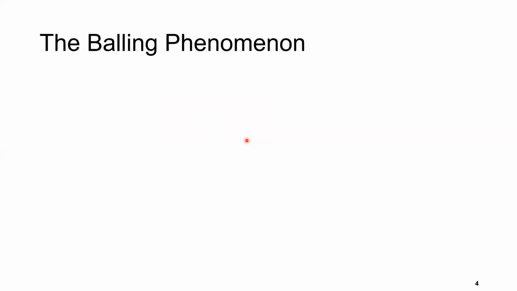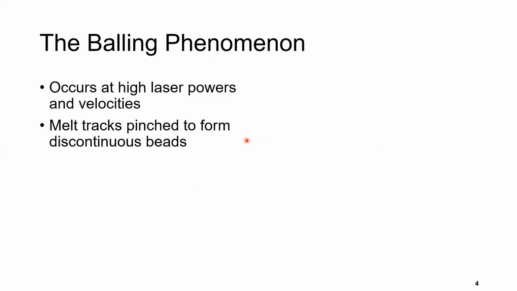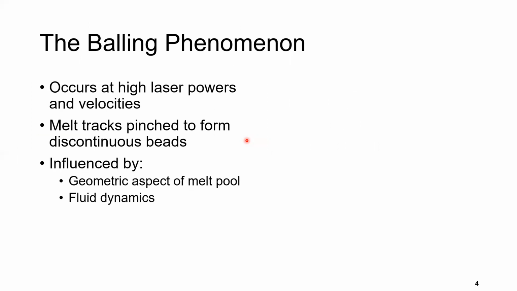So now I'm going to talk a little bit more about the Balling phenomenon. As we know, it occurs at high laser powers and velocities, and the melt tracks appear pinched to form discontinuous beads in the worst case scenario. But usually you see super elevated regions along the length of a melt track. There are several things that can influence this, and the leading theories are that the geometric aspect of the melt pool is driving this phenomenon, and there's another theory that's proposing that it's more fluid dynamics based.